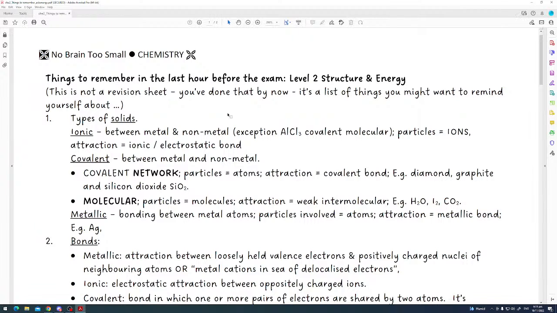From No Brain Too Small, this is the last minute survival sheet, like literally for the last hour before the exam. So I thought it would be a good shout just to quickly go through that. So let's quickly have a look.